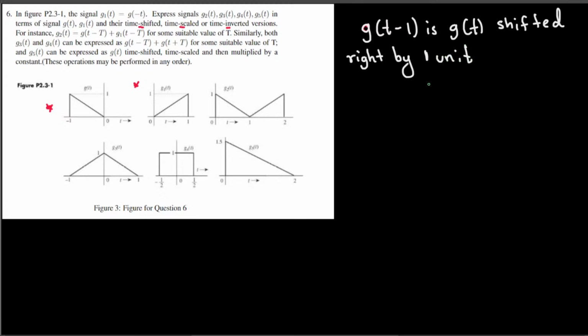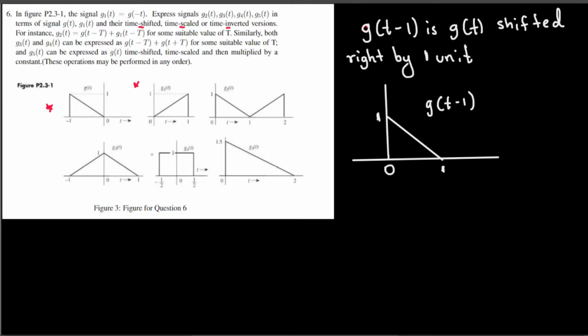If you shift G of t right by 1 unit, let me draw it. Initially it was starting at -1. If you shift 1 unit to the right, now it's going to start at 0, and the value that we had at 0 is going to move to 1. So this is going to be 1 here, and this is going to be 0, and the height remains the same, that's 1. This one is G of t minus 1. We just shifted G of t 1 unit to the right.